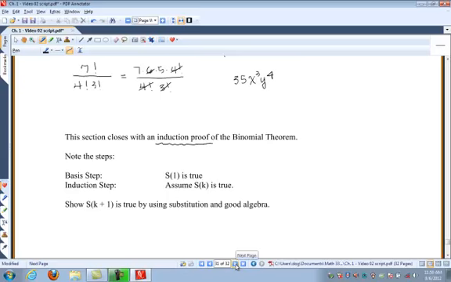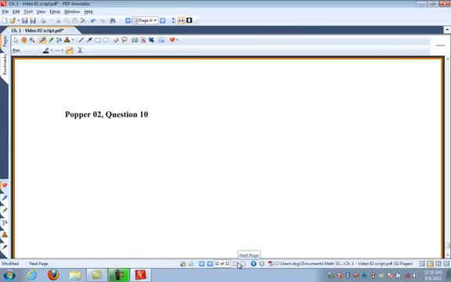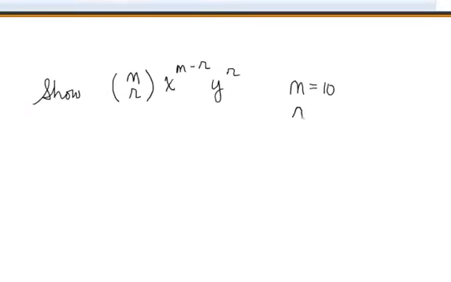Here's our last popper. Show the combination of n things taken r at a time, x^(n-r) y^r, for n equals 10 and r equals 5.